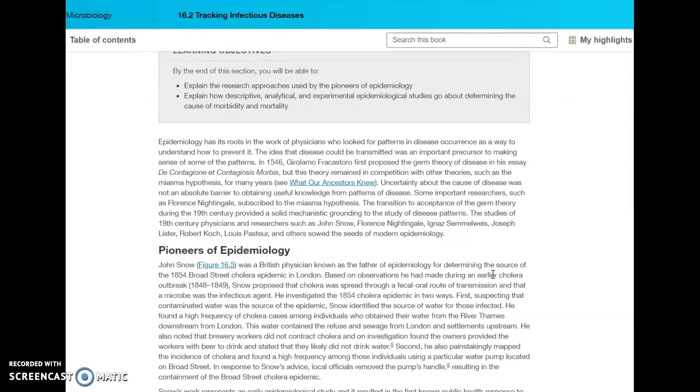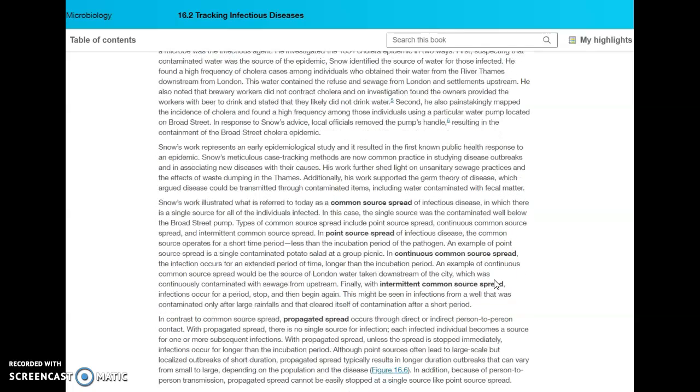And looking at tracking disease, John Snow is kind of the father of epidemiology because he was the first to really sit down and be able to track a disease. And of course, he was looking at cholera in London. And his work kind of led us to some other definitions in terms of the spread of disease. So his work was what we refer to as a common source spread, in that there was a single source for all of the individuals that were infected, and that was the pump that was located on Broad Street.